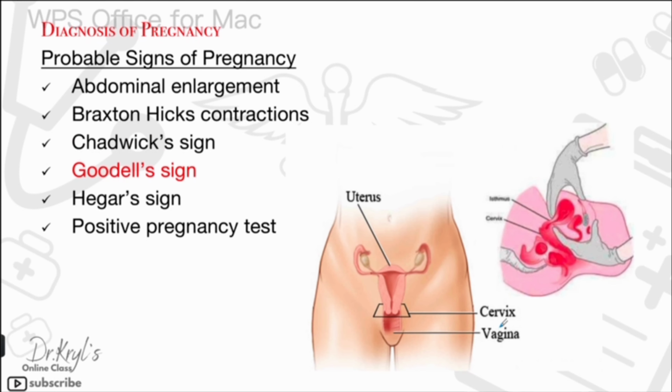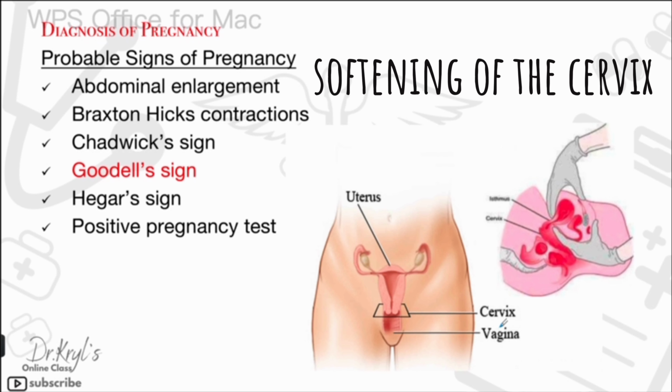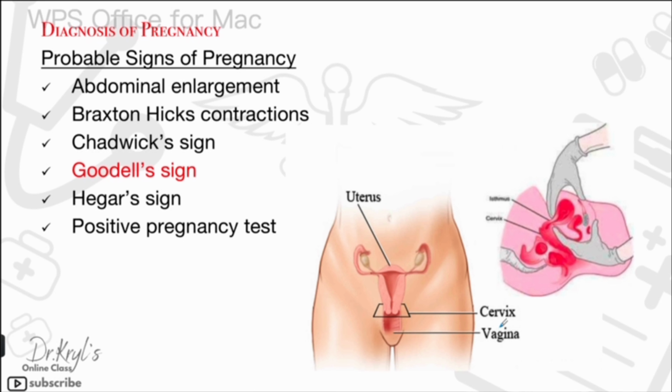Goodell's sign is the softening of the cervix. Goodell's sign refers to the probable sign of pregnancy that is characterized by softening of the cervix. It may occur due to increased blood flow noticed in the cervix during the first 4 to 8 weeks of pregnancy, which can also give the vaginal part of the cervix a bluish appearance. Okay? Like in a Chadwick sign.